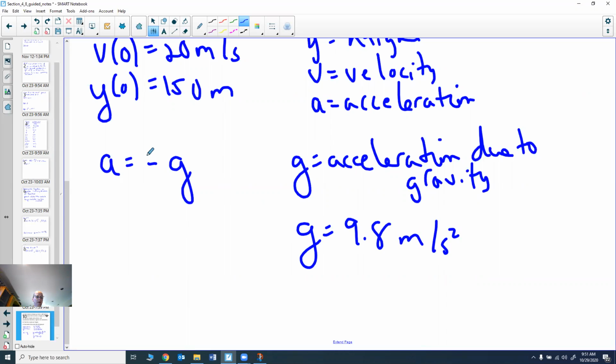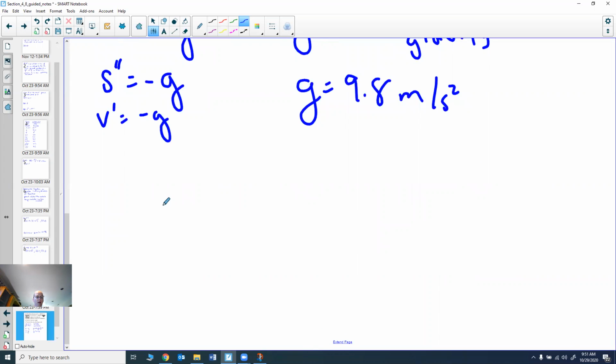So we have this idea, this is acceleration. Remember, acceleration is the derivative of velocity. It's the second derivative of position. So you could think of this as s double prime equals minus g, or v prime equals minus g. And so we basically have a differential equation here that we're going to solve. So let's find out what v is. v would be the antiderivative of v prime, so it's the antiderivative of minus g.